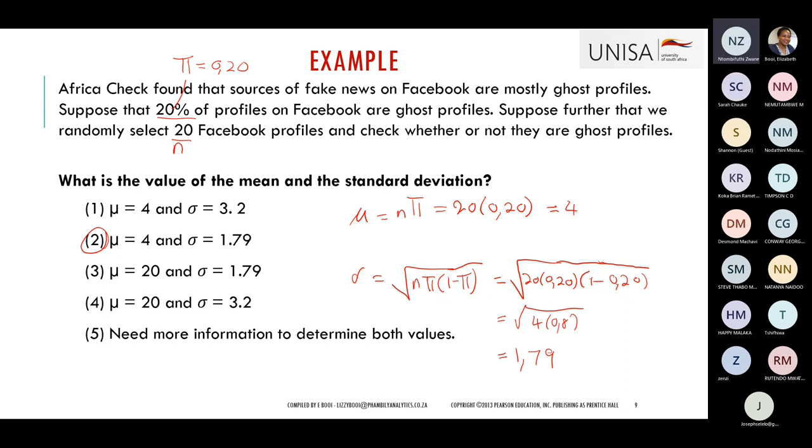Hi, Lizzy, did you also get 1.79? Because I got 1.844. Double check your answer. I can also double check from my side. So it is the square root of 20 times 0.2 times 0.8. It's 1.788854382, which, if you round it off to 2 decimals, is 1.79. So just double check that you substituted correctly and you multiplied correctly and you took the square root correctly.